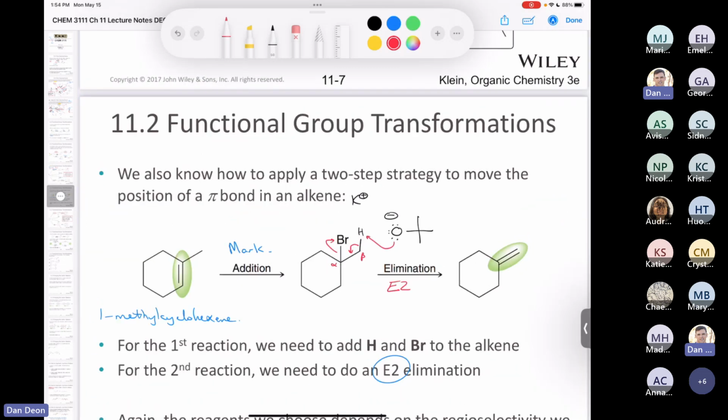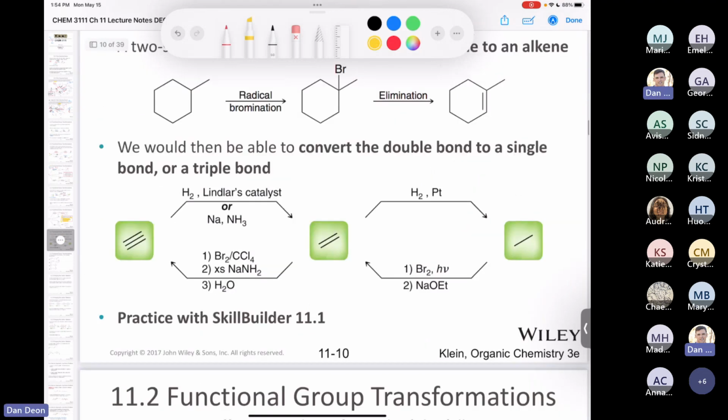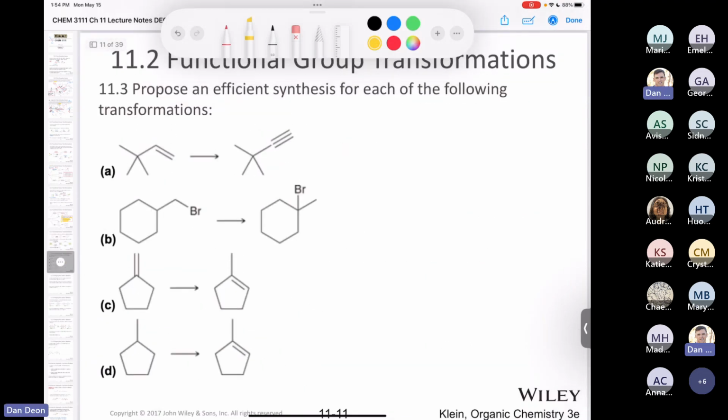All right. So with that in mind, let's take a look at some functional group transformations that we have shown here. And there's only so much I can say about these kinds of slides because, and these are Dr. Klein's words, not mine, it says we have no chance of getting any of these questions right unless you can easily recall all the possible reagents and reaction conditions first. So that's a politically correct way of saying you have to have all of your reactions memorized first before you can move forward in the class. All right, I'm going to skip this slide and let's take a look at some reactions.